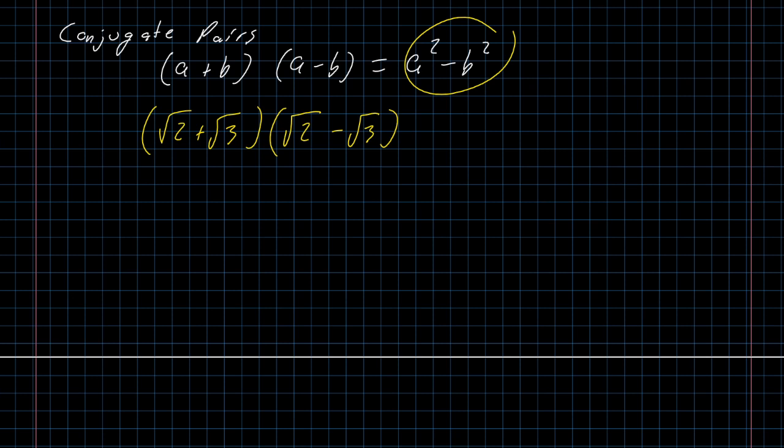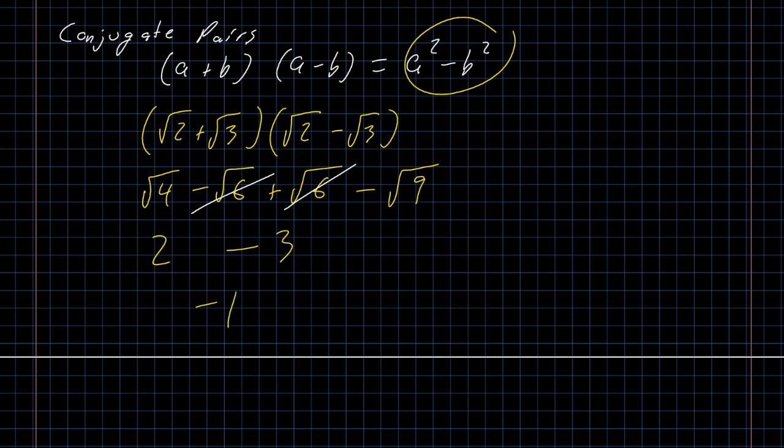Root 2 times root 2 is the square root of 4. Root 2 times minus root 3 is minus root 6. Root 3 times root 2 is plus root 6. And then root 3 times minus root 3 is minus root 9. The square root of 4 is 2. Then we've got minus root 6 and plus root 6 that are going to cancel each other out. And then we've got root 9, which is 3. 2 minus 3 is negative 1.